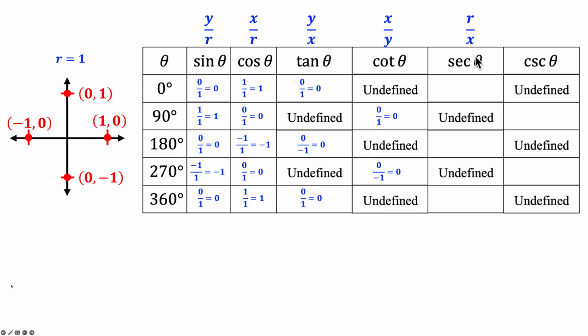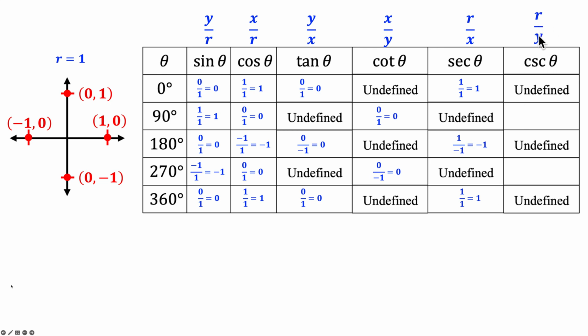Secant, that's r over x. Now remember, secant was the reciprocal of cosine. So 1 over 1, still 1. 0 over 1, well, that's 1 over 0. Undefined. Negative 1 over 1 is now 1 over negative 1, still negative 1. 0 over 1 is 1 over 0, is undefined. And 360 is same as 0, we're back to 1 over 1, which is 1.